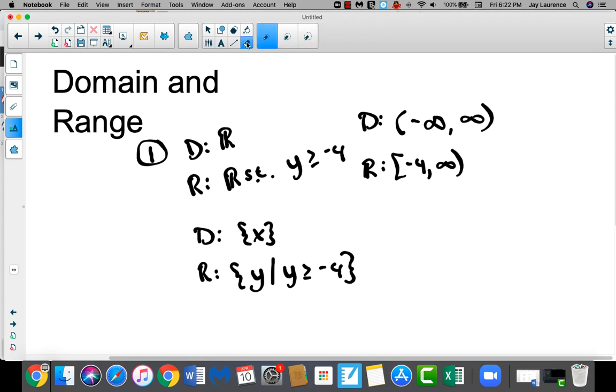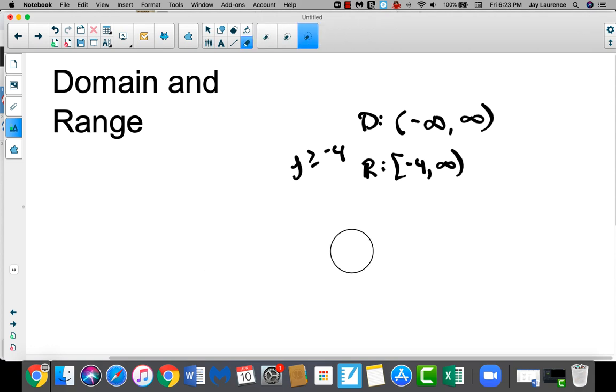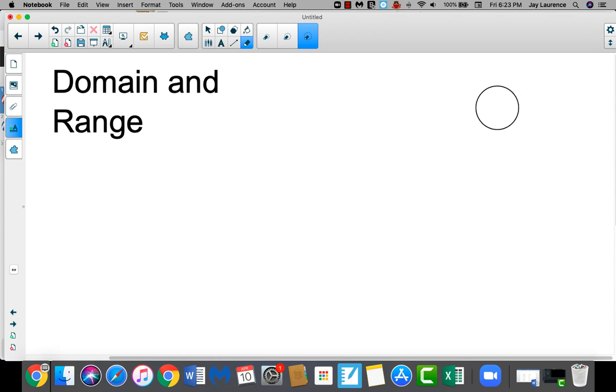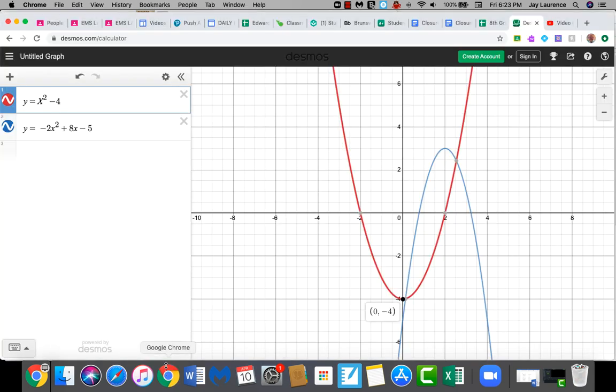Okay, now let's take a look at the other one. Let me get rid of some of this, and we'll do the same thing for number 2. Okay, number 2 with the blue one. It looks like, once again, that x can be any real number. Y looks like it can be anything below whatever the vertex is.